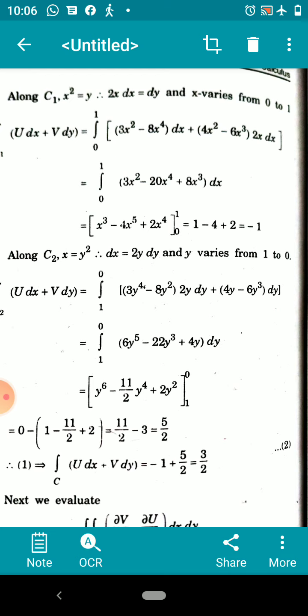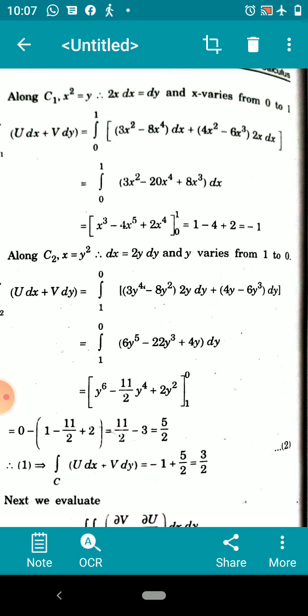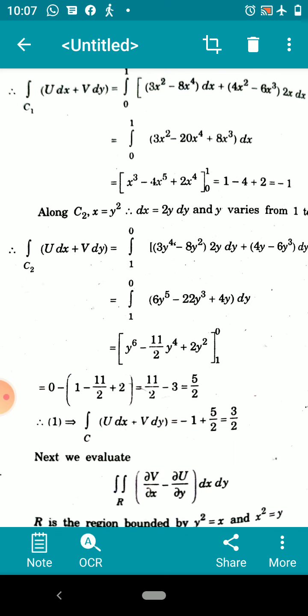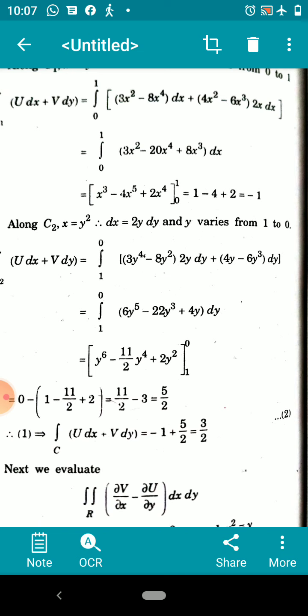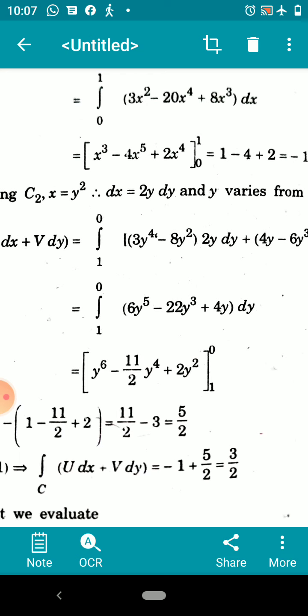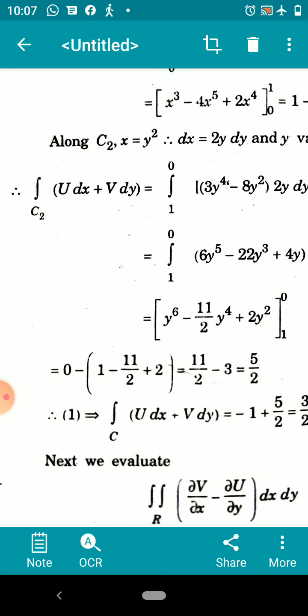Now along the C2 curve we are going to see, so x is equal to y squared, therefore dx is equal to 2y dy after differentiating. So here also y varies from 1 to 0. So u dx plus v dy, just apply the values, and then 6x power 5, so write it over there. Here just change the limits from 0 to 1 to 1 to 0. So 1 to 0 we are applying and we get the answer as 5 by 2.